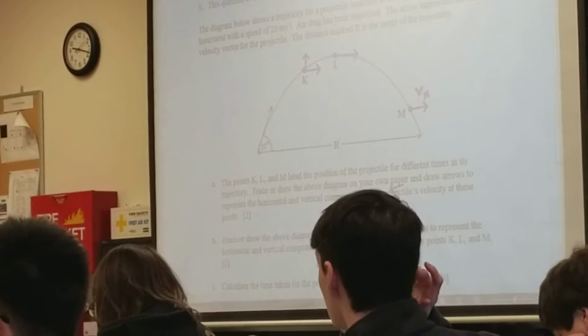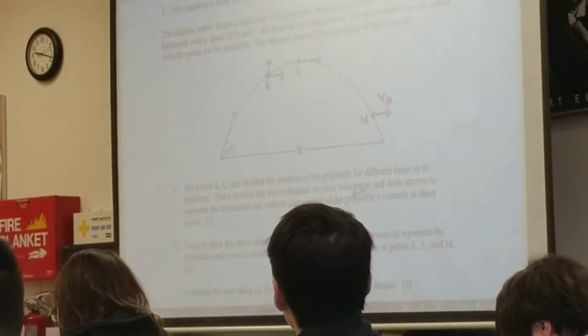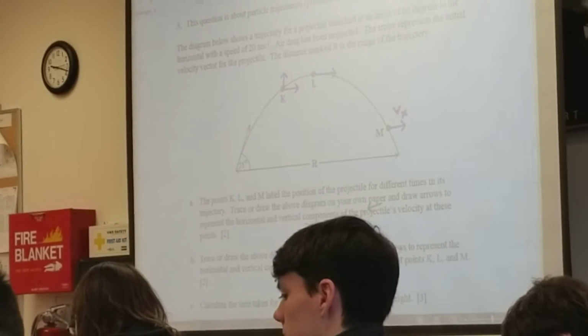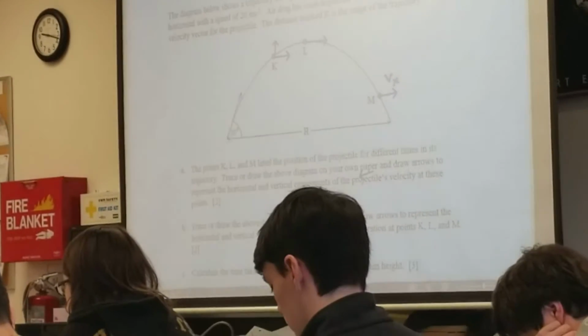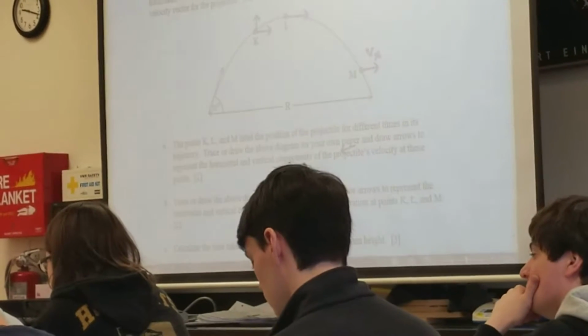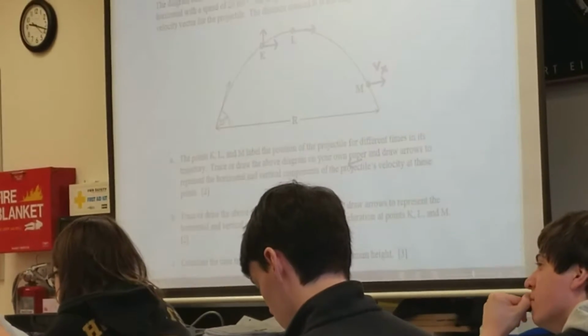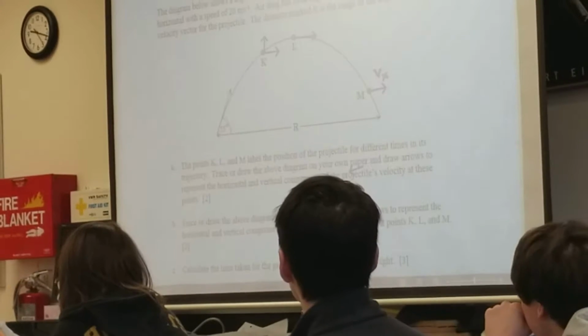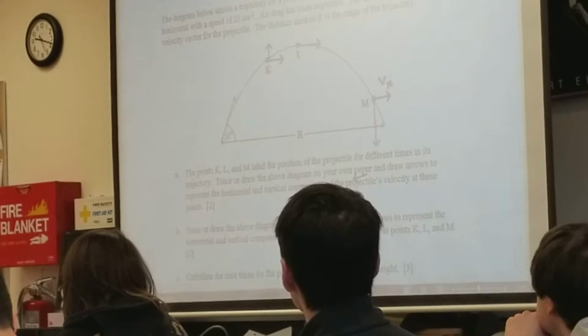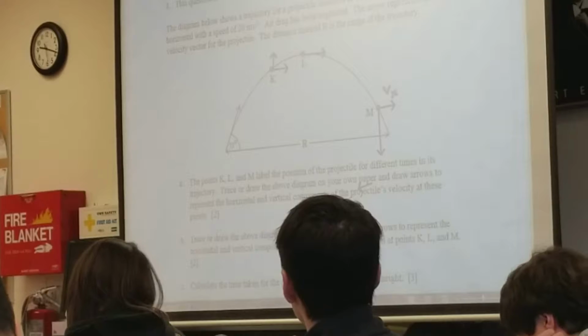Bigger. Larger. Because at K it's gotten almost to the top, so it's almost come to a stop. By the time it gets back down to M, it's been falling downward, accelerating downward for quite a while, so it has a larger velocity.